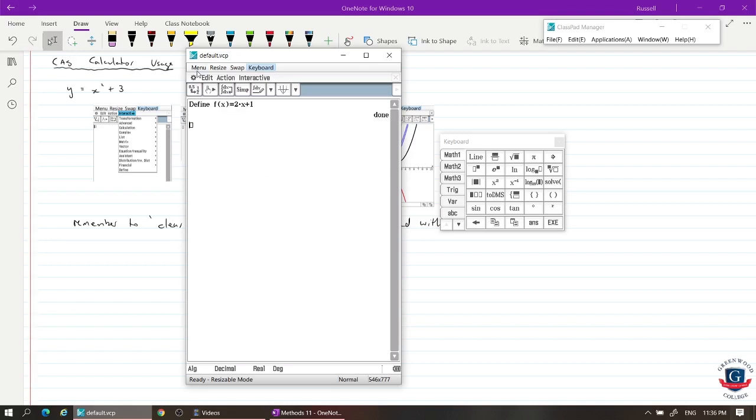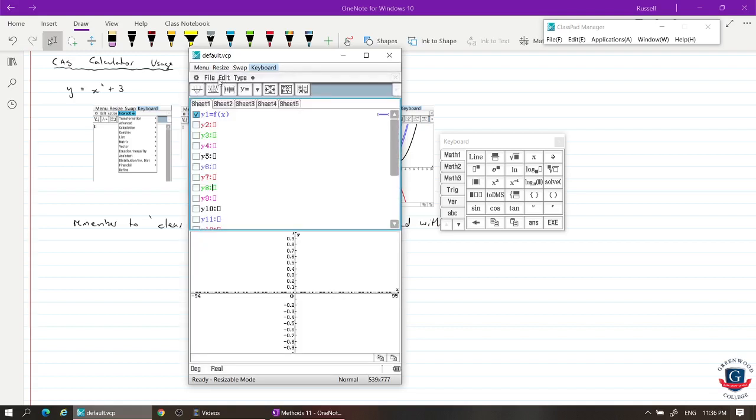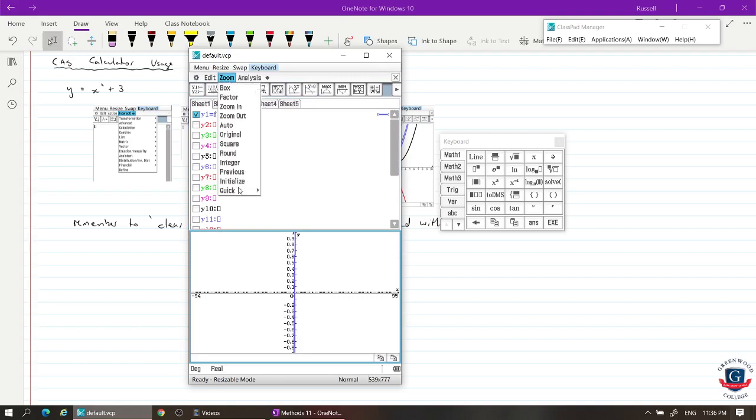I can graph that function. I might just set up a range for this function. The easiest way to do that, oh, I know, we'll just graph it, and then we will quick standard. There we go. So we have this function y equals f of x.